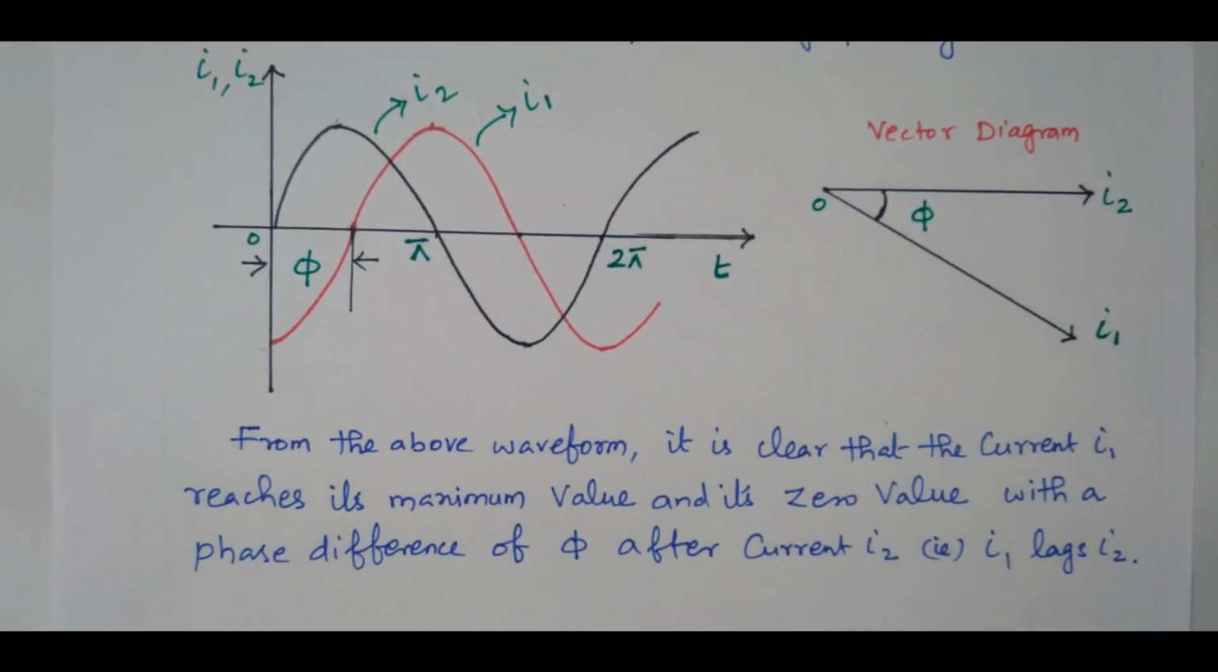So from the above waveform, it is clear that I1 reaches its maximum value and 0 value with a phase difference of pi after I2 reaches. So I1 will reach the maximum and 0 value at a delay of pi, so I1 is lagging I2. I2 reaches normally, but I1 reaches after pi. Now we will see the second type, leading.